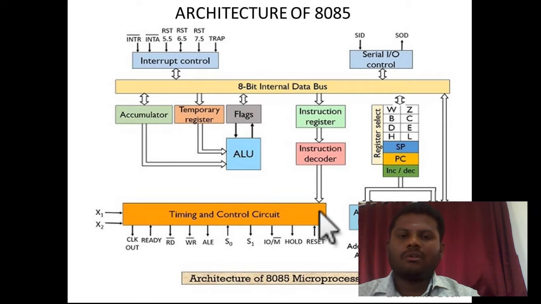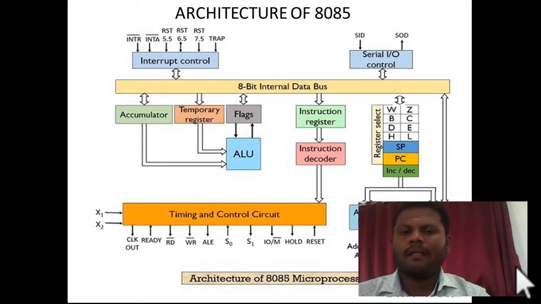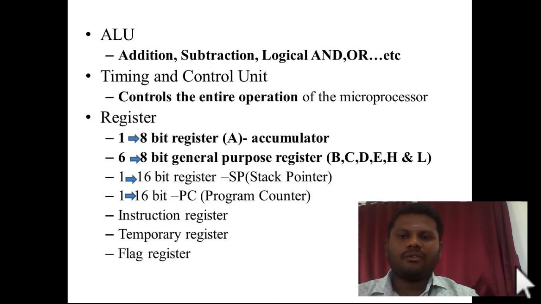Then there are the serial input and output ports, and the registers. These are the various types of registers: W, Z, B, C, D, E, H, L. Then the ALU: we already know it is the arithmetic and logic unit. Binary numbers are given as input and it produces the output. The ALU performs arithmetic operations like addition and subtraction, and logical operations using AND, OR, NAND and NOR gates, working continuously and giving the output.